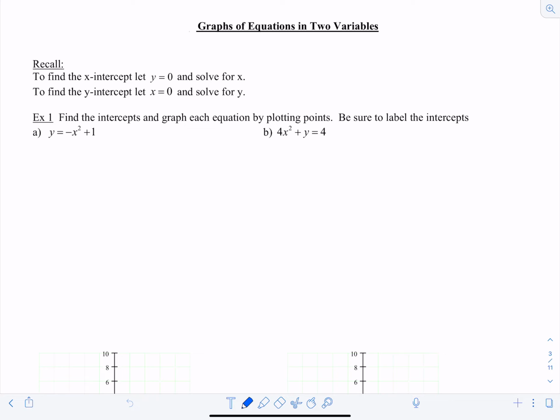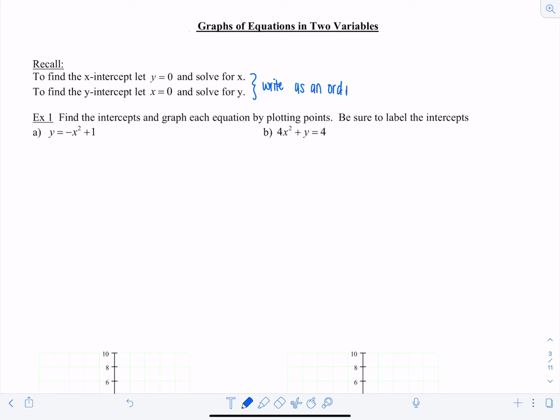This is Precalculus video lecture number 2, graphs of equations in two variables. If you'll recall, to find the x-intercept of the graph of an equation, you substitute or let y equal 0 and then solve for x. Similarly, to find the y-intercept, you let x equal 0 and solve for y. Just think you're going to plug in 0 for the opposite variable of the intercept that you want. And once you get your answer, make sure you always write it as an ordered pair.